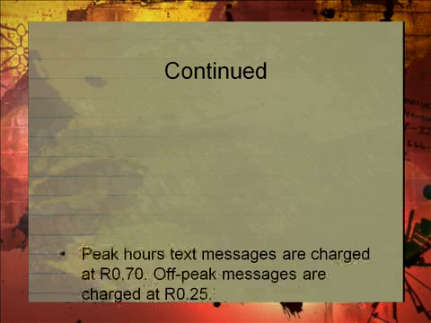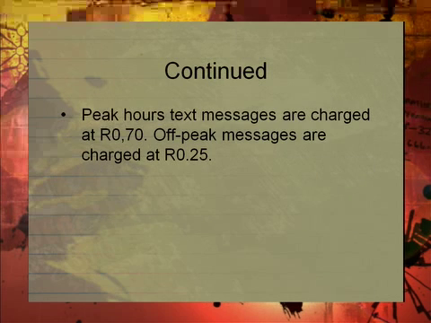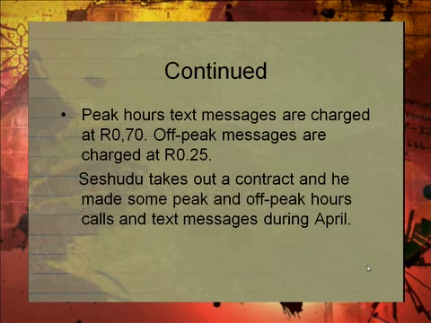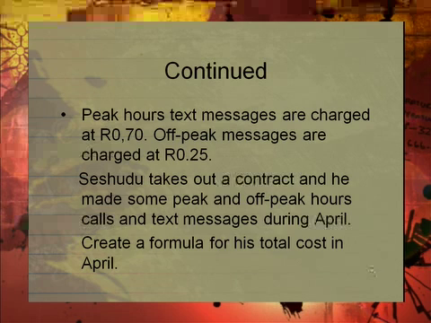Still money here, but a different scenario. Peak hours text messages are charged at this. Off-peak messages are charged at 0.25. Guys, I know that you're good at this, cell phone things. So Shuri takes out a contract and he made some peak and off-peak calls and text messages during April. Create a formula for his total cost in April.